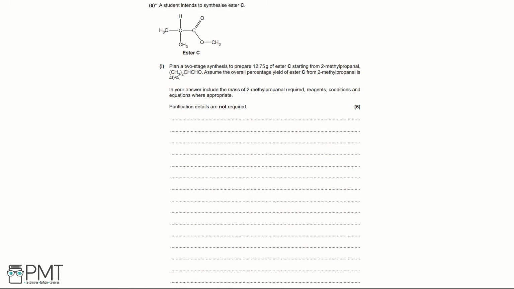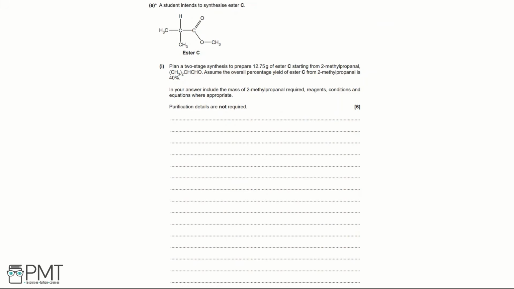Part E. A student intends to synthesize ester C. Part 1. Plan a 2-stage synthesis to prepare 12.75 grams of ester C, starting from 2-methylpropanal, (CH3)2CHCHO. Assume the overall percentage yield of ester C from 2-methylpropanal is 40%. In your answer, include the mass of 2-methylpropanal required, reagents, conditions, and equations where appropriate. Purification details are not required.